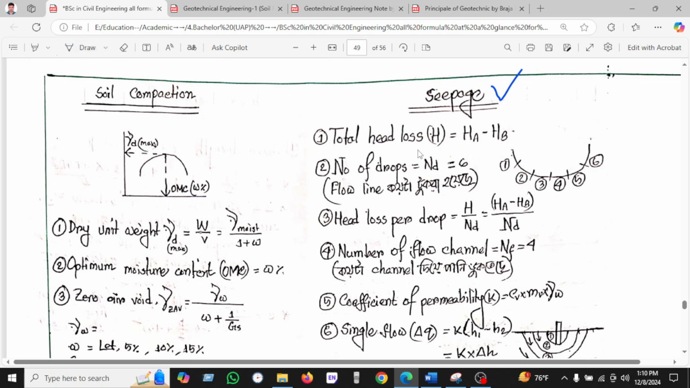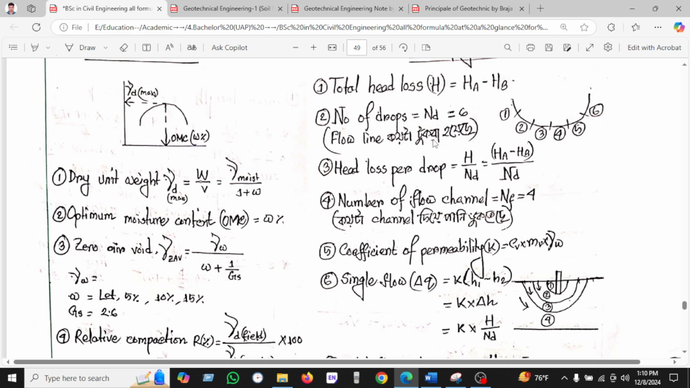As a formula, the total head loss is HA minus HB, and the number of drops is ND. The number of drops means how many segments there are along the flow line. For example, this is the flow line, and it is segmented 1 2 3 4 5 6. So this is the number of drops, and the head loss per drop will be the head loss H divided by the number of drops, where H is HA minus HB.